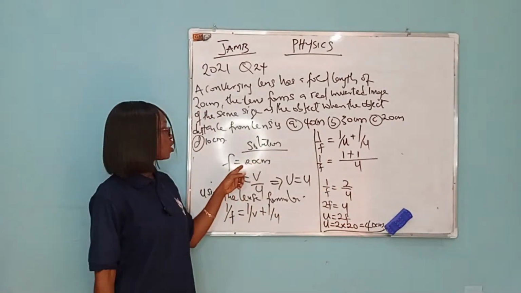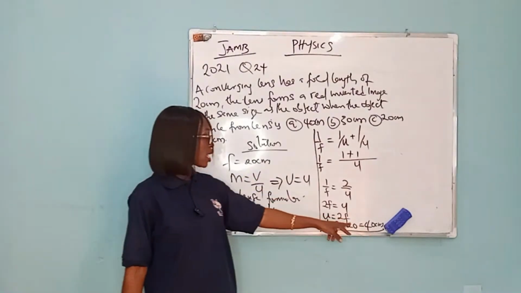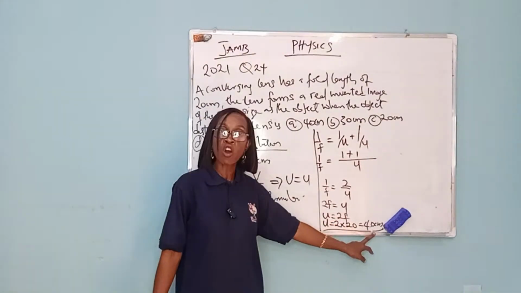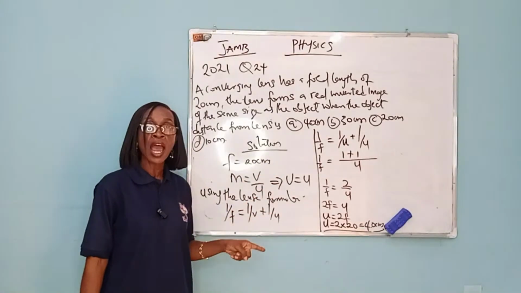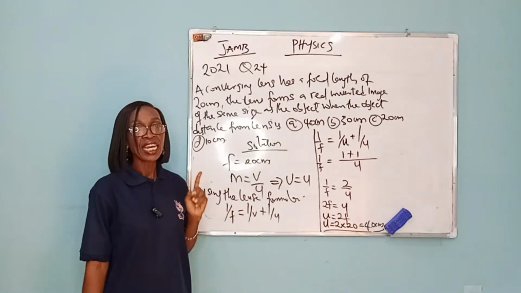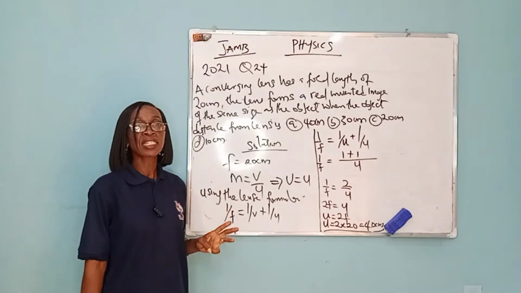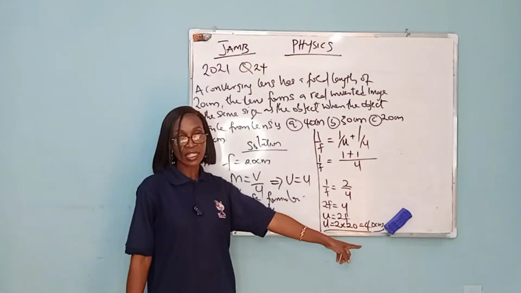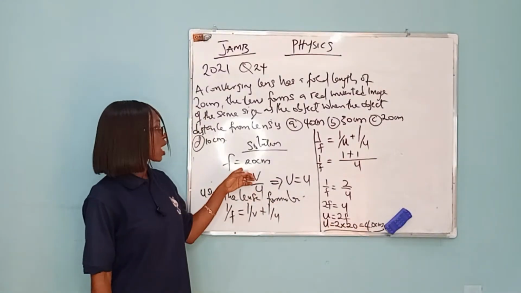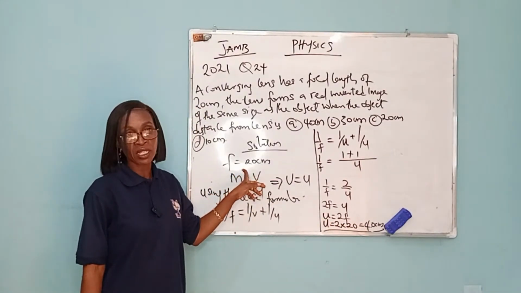If the focal length is 20 centimeters, the object distance is 40 centimeters, which also means the image distance is 40 centimeters, because U and V are the same. Object distance and image distance are the same in this question, which is 40 centimeters, but the focal length is given to us as 20 centimeters.